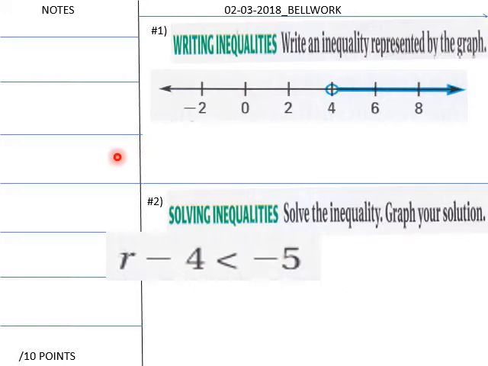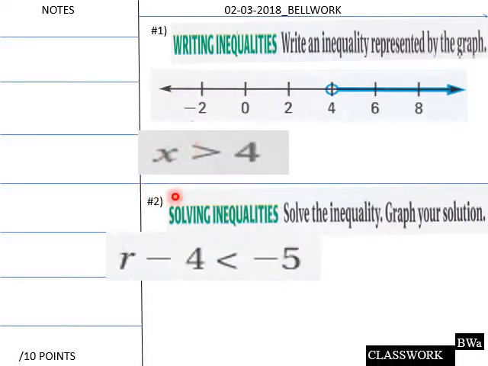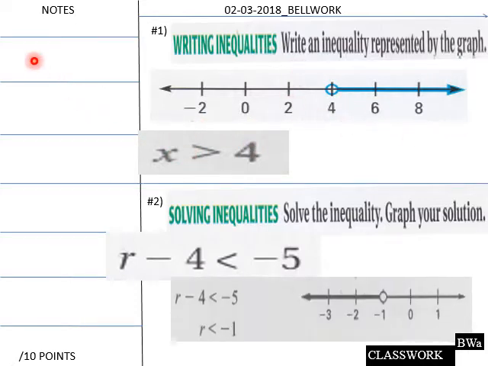Okay, welcome back. Here are your solutions for your bell work. There is the inequality represented by the graph right here, x greater than 4. And then down here is the inequality represented by this graph right here. And then here is the inequality simplified from this here.